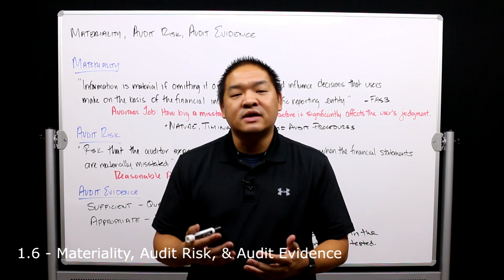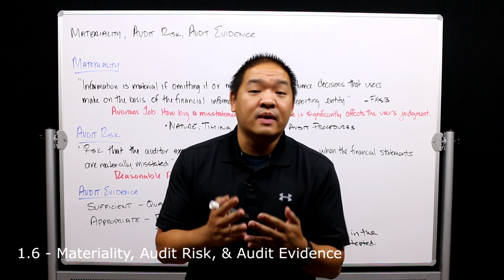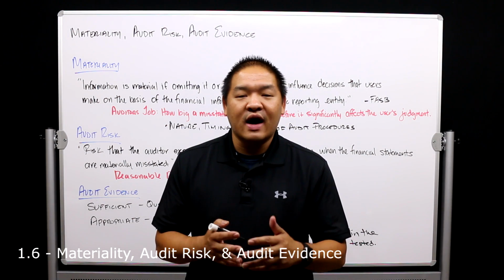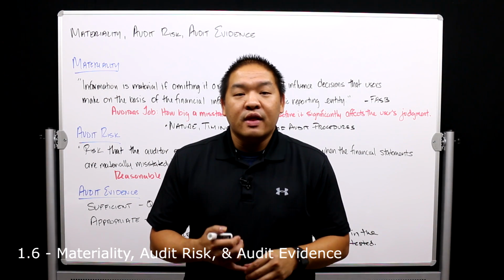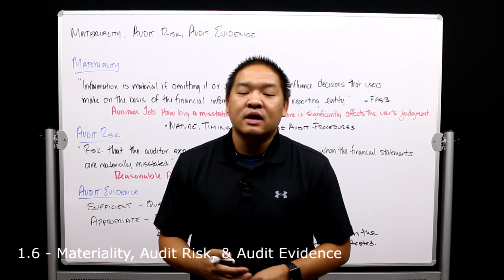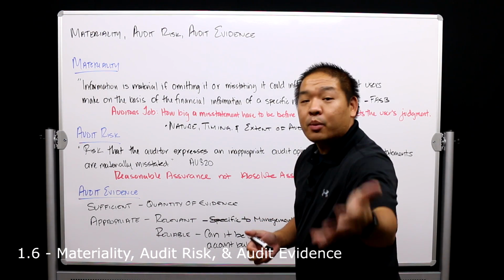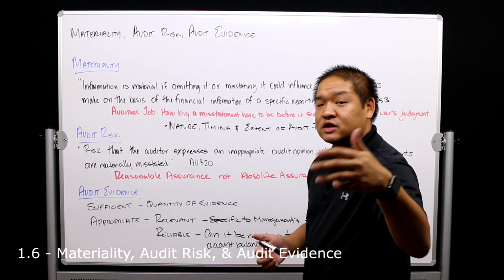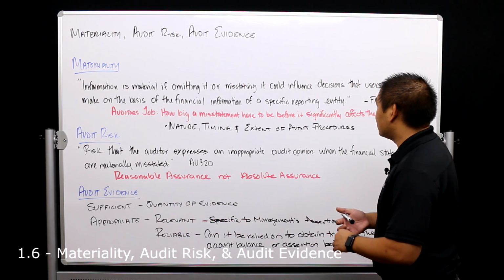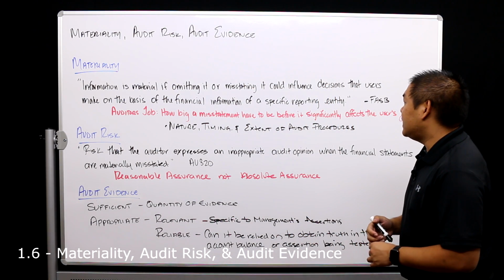So if we look at materiality, that $100 for that college student is very material. Losing that $100 is very, very important to that individual. But $100 to a millionaire is not material at all because they've got so much more money. So material at the end of the day is what would cause the end user to make a different decision if something was changed. That's why information is material if omitting it, so not putting it in your financial statements, or misstating it, could influence decisions that users make on the basis of financial information of a specific reporting entity.